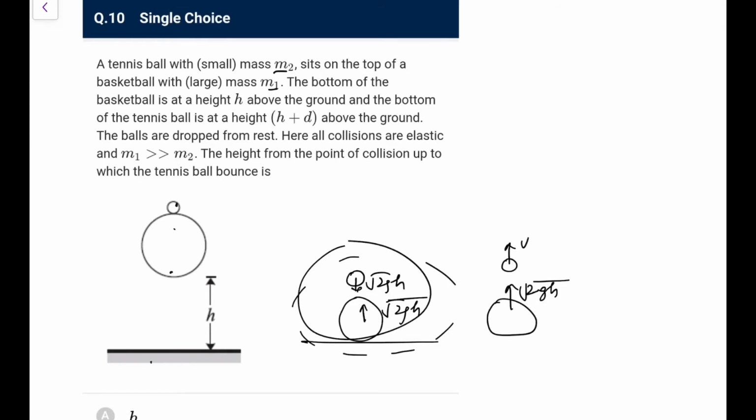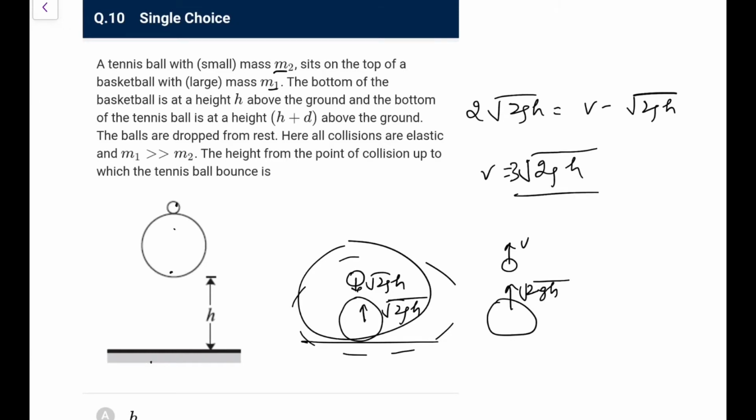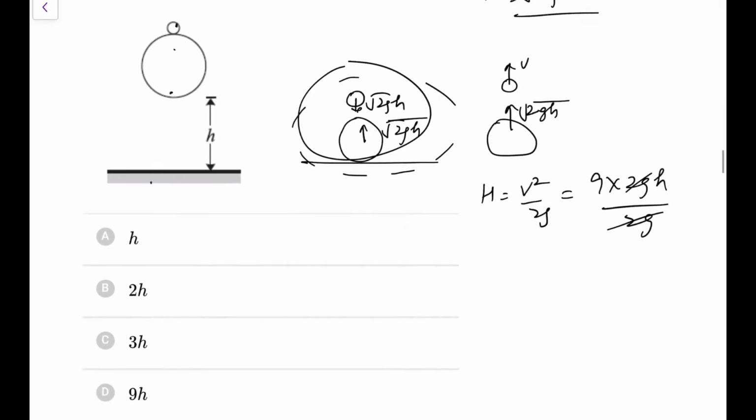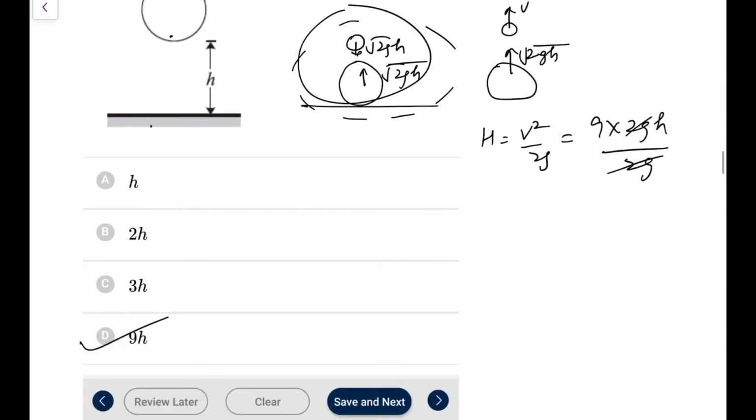So here the velocity of approach was 2 root 2 gh, and here the velocity of separation would be v minus root 2 gh. So v comes out as root 2 gh, 3 root 2 gh, I can make it out. So it's a nice thing, 3 root 2 gh. So the height it will gain, height would be v square by 2g, that would be 9 into 2gh by 2g. So that is going to be 9h.